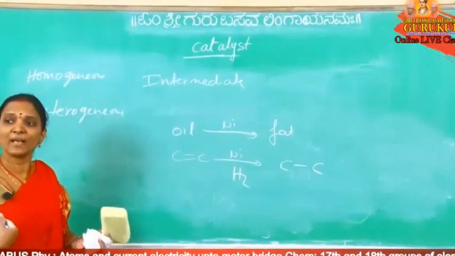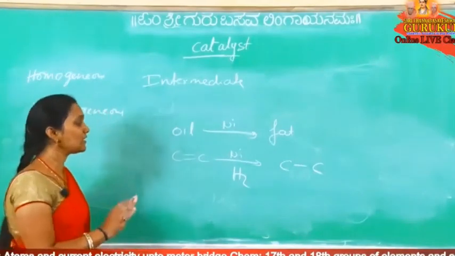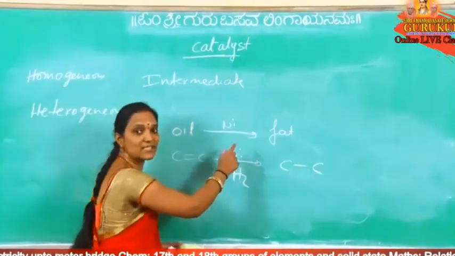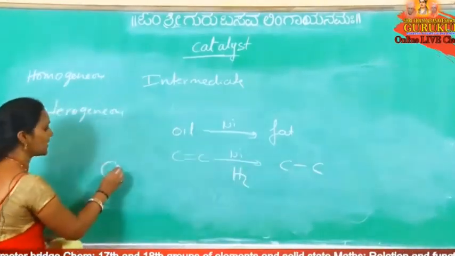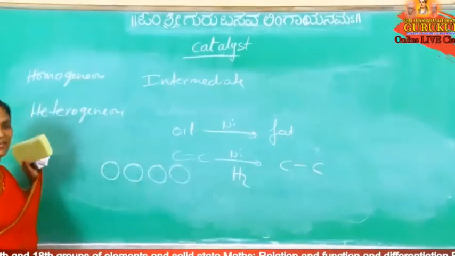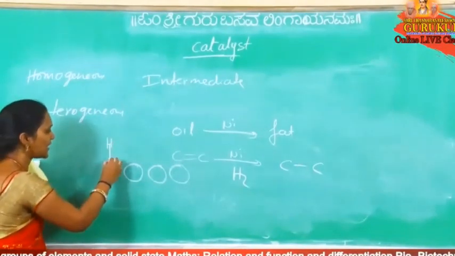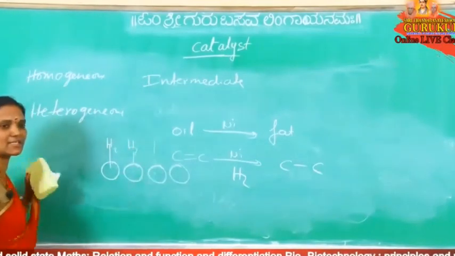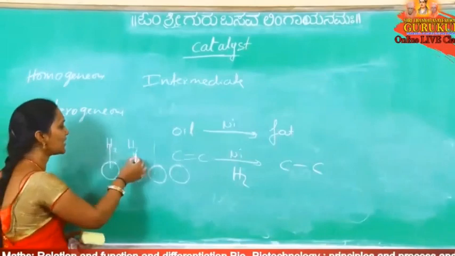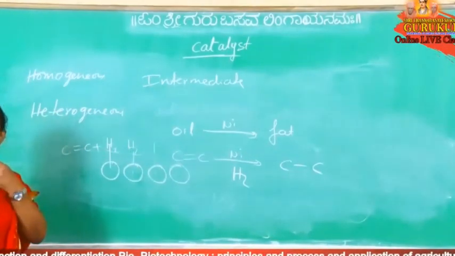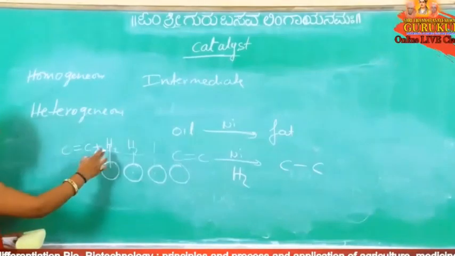What are we adding here? Hydrogen in the presence of nickel. Now it is heterogeneous catalytic because hydrogen is a gas and this nickel is a solid. Now this nickel has active sites on its surface. This hydrogen gas is first adsorbed on the active sites of nickel. Then this hydrogen combines with this unsaturated compound, nothing but oil. Then it changes to fat. So oil changes to fat.